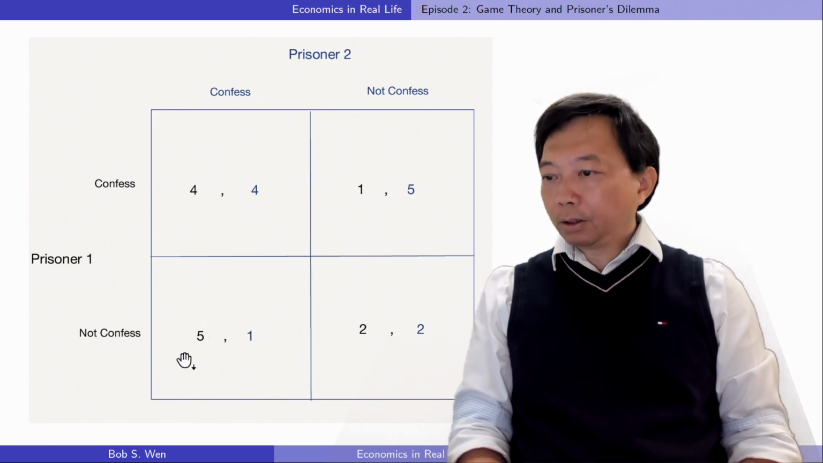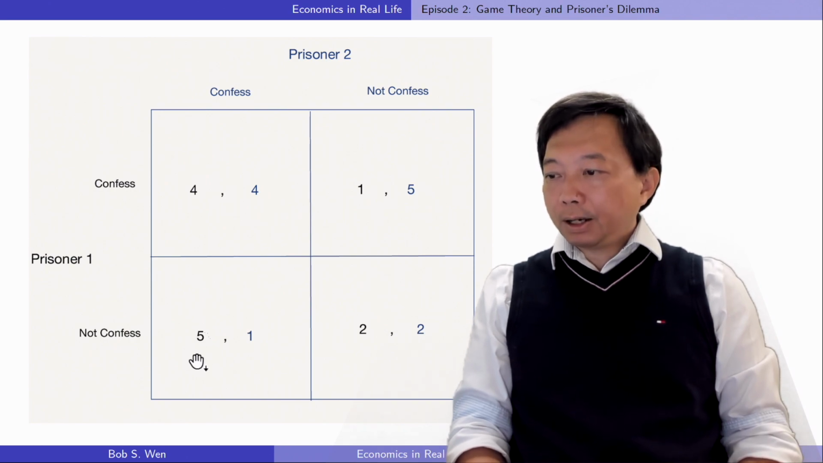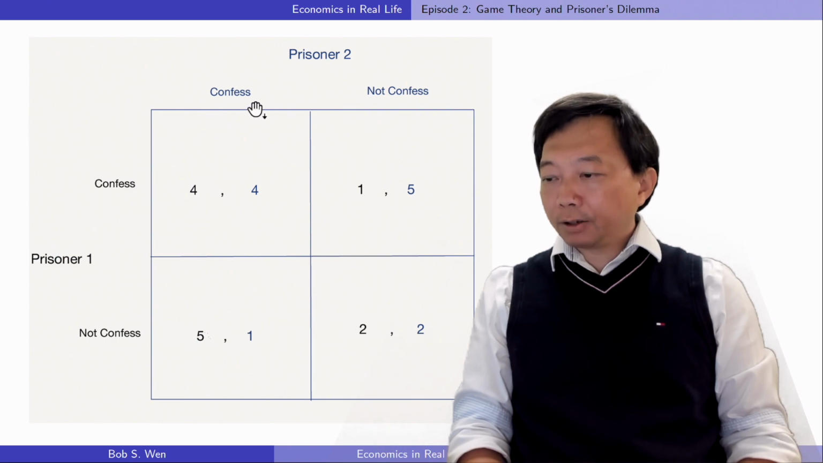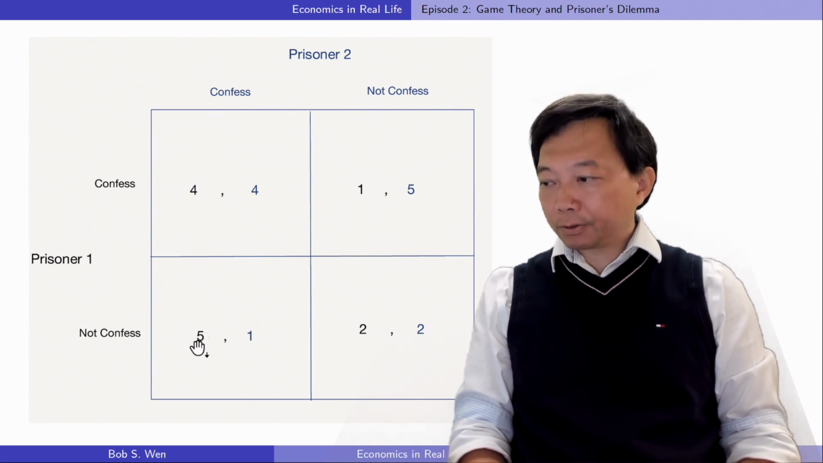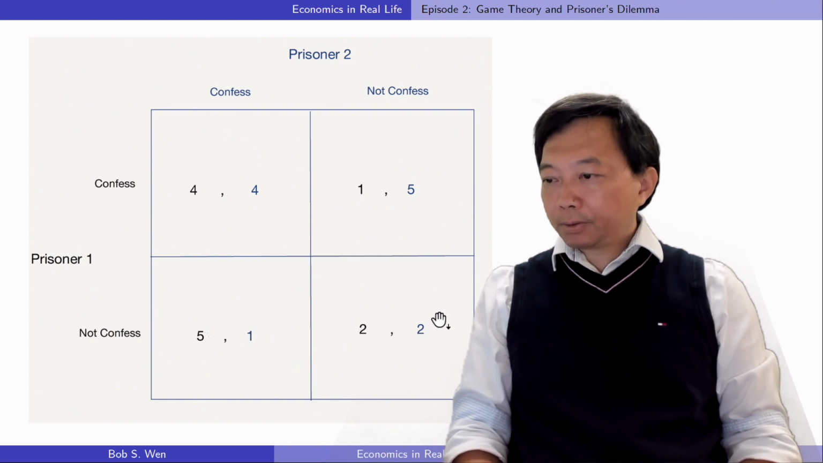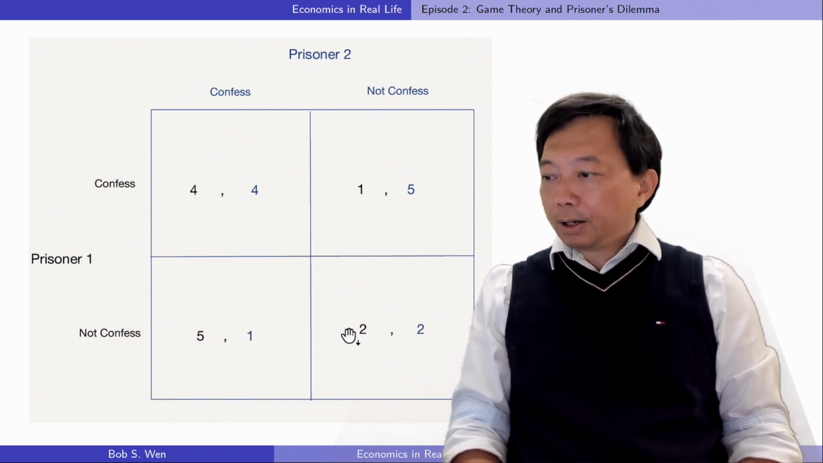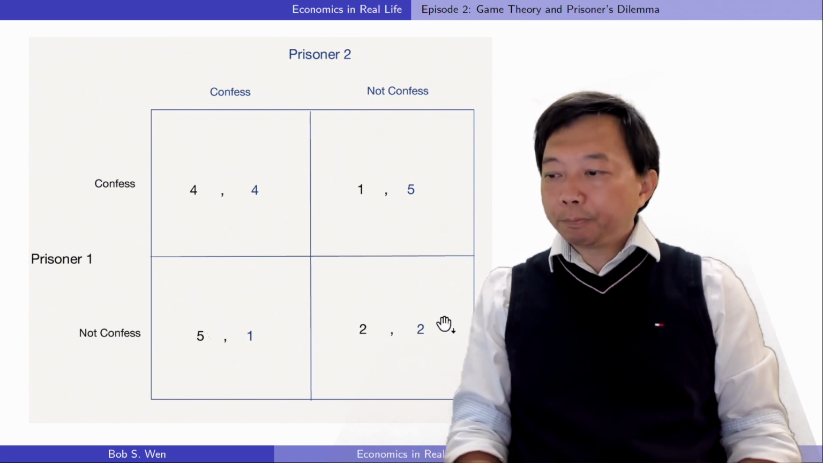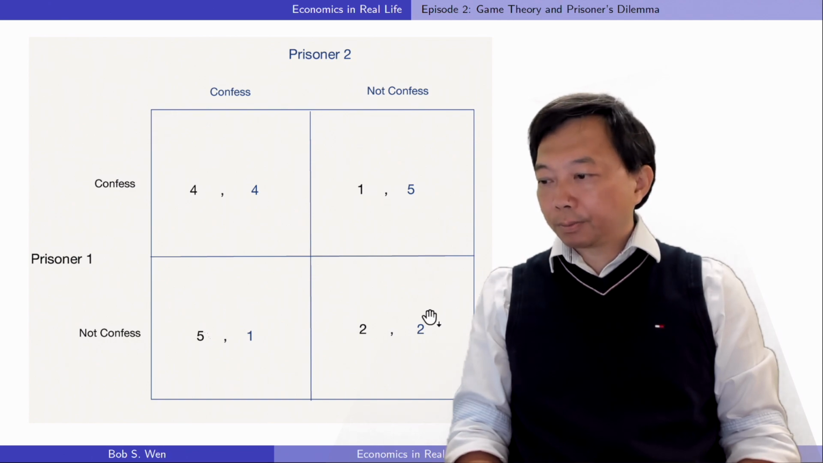The numbers in the lower left cell indicate that if the first suspect does not confess and the second suspect does confess, the first suspect will be sentenced to 5 years and the second suspect will be sentenced to 1 year. The numbers in the lower right cell indicate that if both suspects do not confess, they will both be sentenced to 2 years.